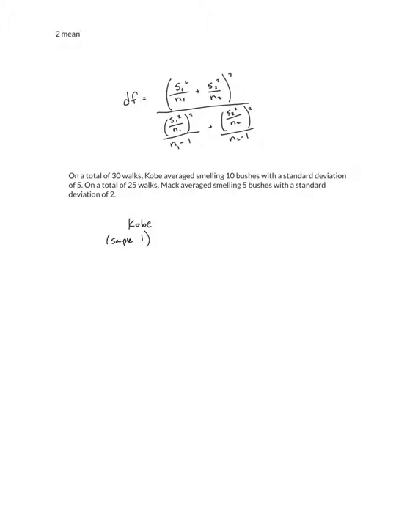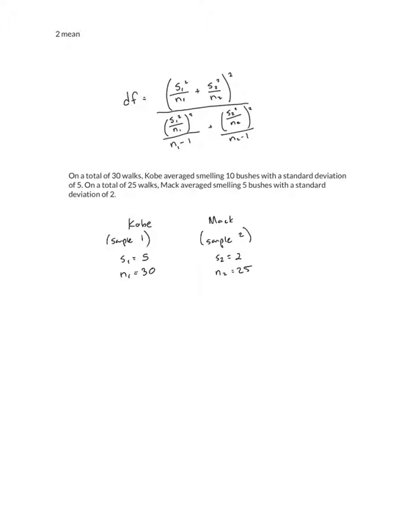And so I'm going to list, and I'm going to skip x bar, because I don't care about that. I'm going to list S1, which is 5, and N1, which is 30. The reason I'm leaving off x bar is because I'm not using it. I'm only calculating degrees of freedom. Mac will be sample 2. S2 then will be 2, and N2 will be 25.